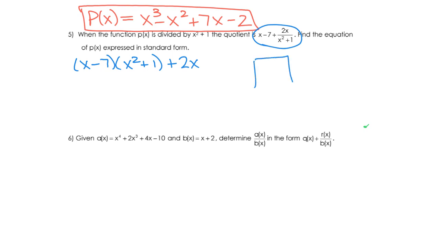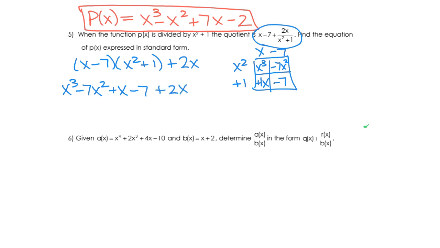Okay, again, if we need the box to multiply, we can use the box. So there's my two binomials I have to multiply together, and that's going to give me x cubed minus 7x squared plus 1x, and that's going to give me a minus 7. Okay, and so this is x cubed minus 7x squared plus x minus 7 plus the remainder of 2x. If I clean that up, our polynomial for p of x would be x cubed minus 7x squared plus 3x minus 7.